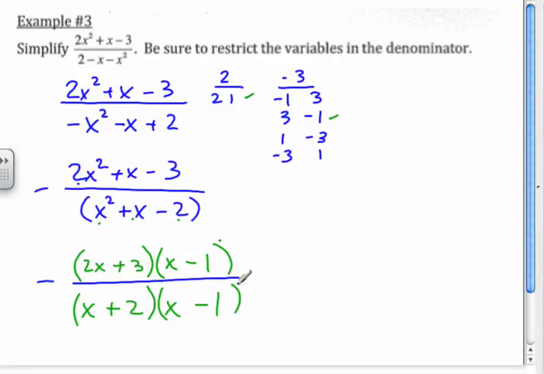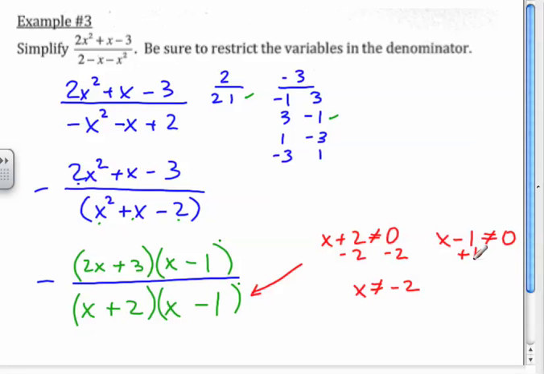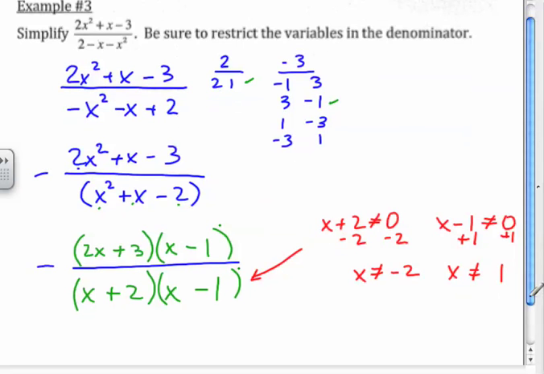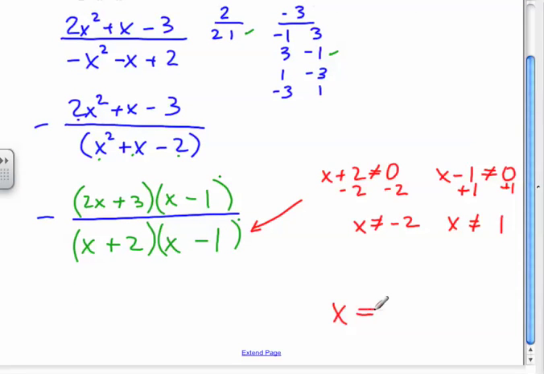Now, the last thing I have to do just before I cancel is I need to look at the factors in the denominators, and I know that neither of them can be 0. Because if either one of them is 0, it's going to make the whole thing undefined. So I'm going to look at x plus 2 cannot equal 0, and x minus 1 cannot equal 0. So then I'm going to subtract 2 from both sides. I'm going to get x cannot equal negative 2. I'm going to add 1 over here to both sides, and I see that x cannot equal 1. So my restriction is going to say x cannot equal negative 2, comma 1.